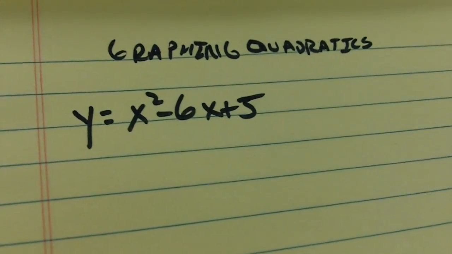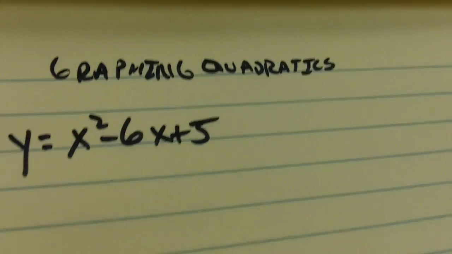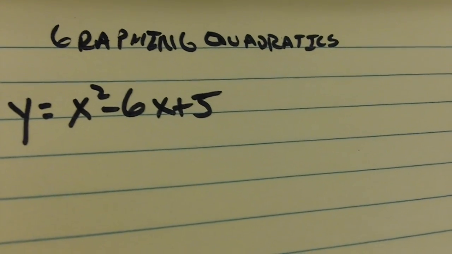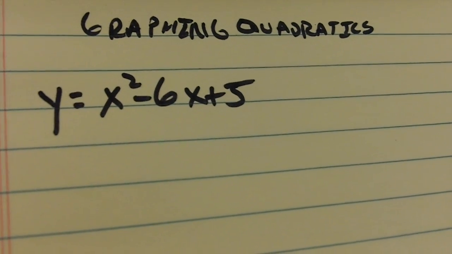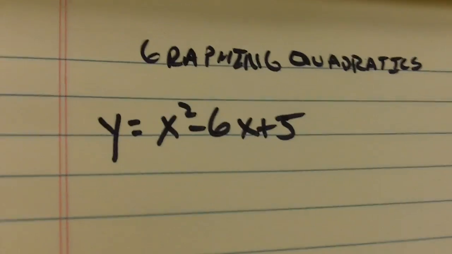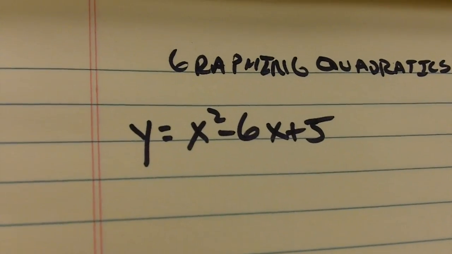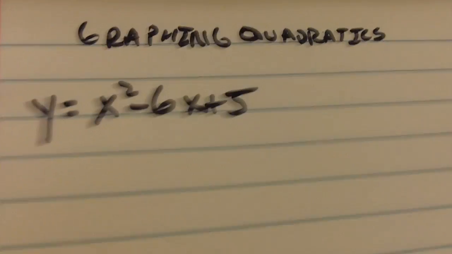Alright, today in class we looked again at how to graph quadratics. Yesterday's lesson was pretty quick, pretty short, so today I want to spend a little more time. What are the steps if we want to graph a quadratic? What do we want to know about the graph? What all do we need to do to be able to graph it correctly?